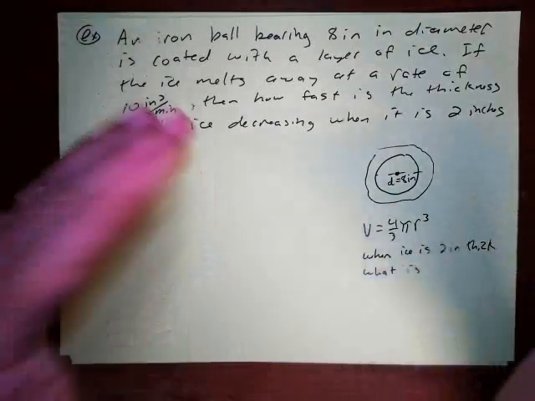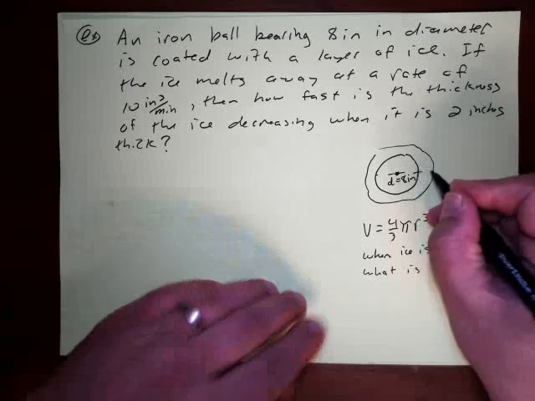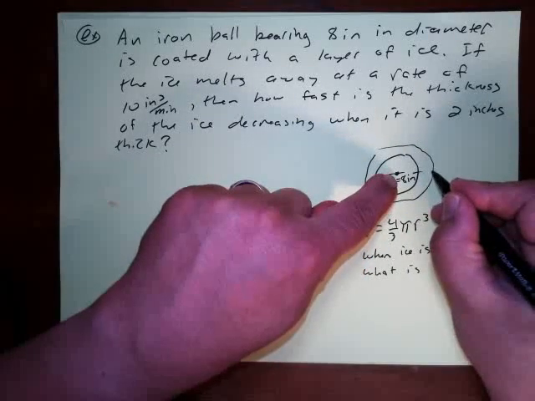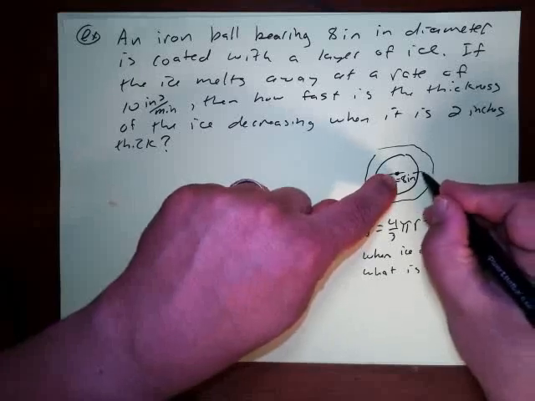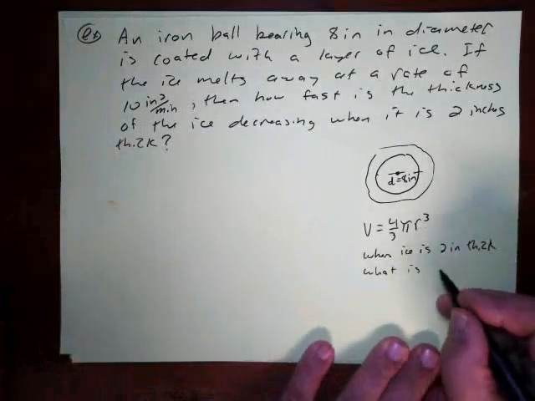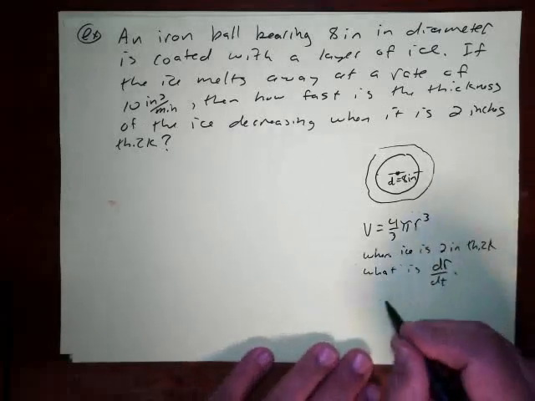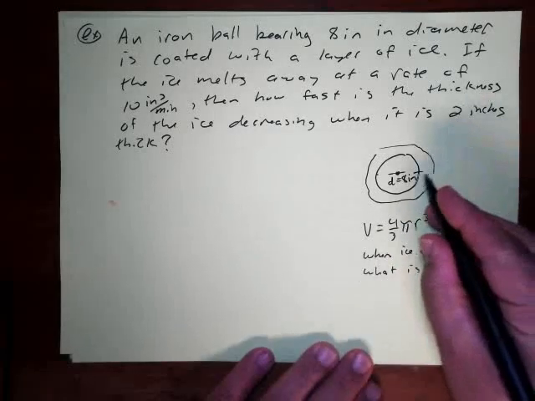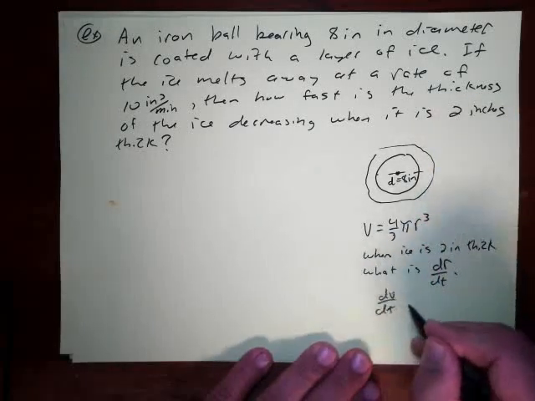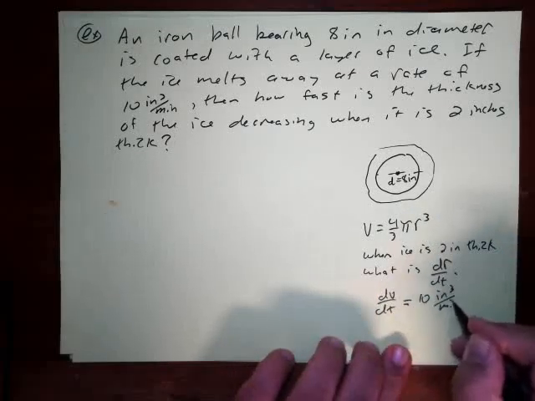It wants to know how fast the thickness of the ice is decreasing. So really, we have this distance, and we want to know how fast this radius is moving in at that point. So we want to know dr/dt. And we're told at that point dV/dt is 10 inches cubed per minute.